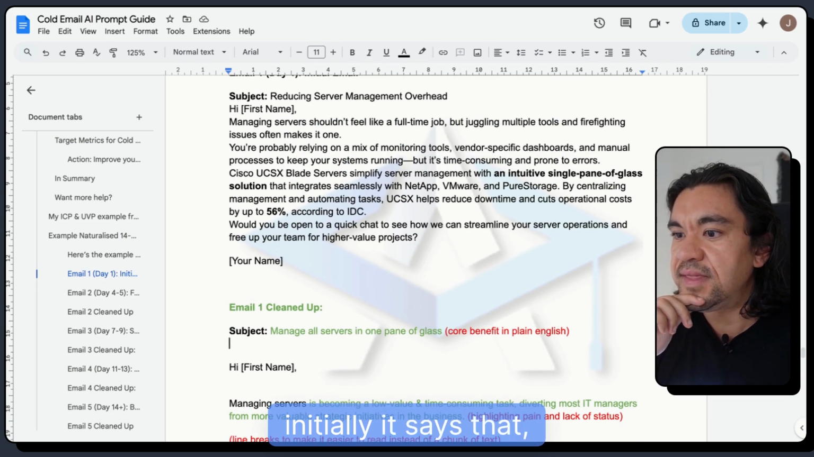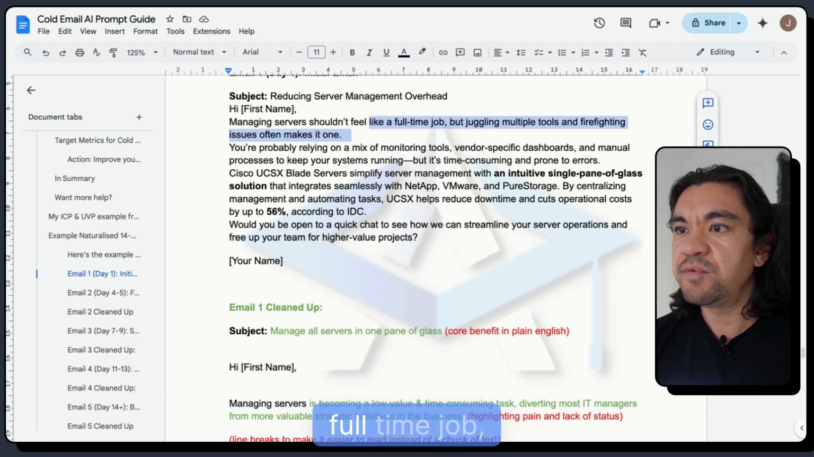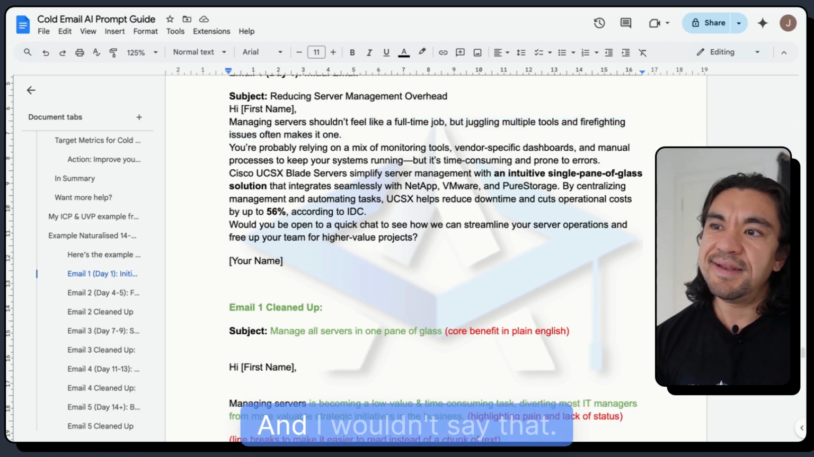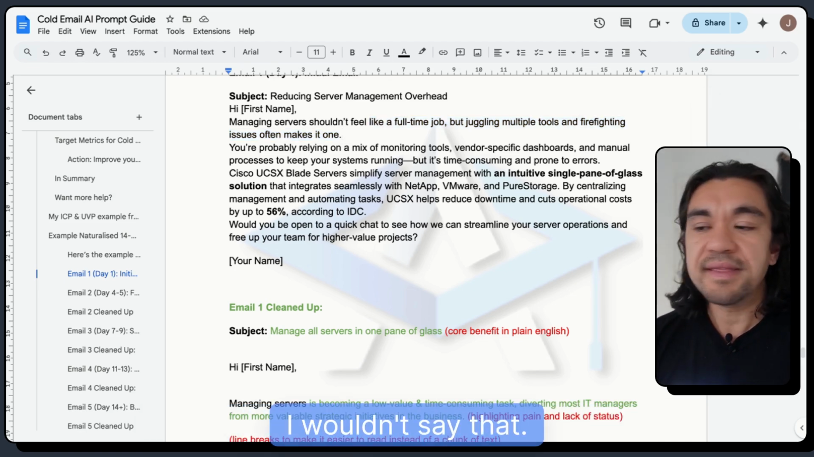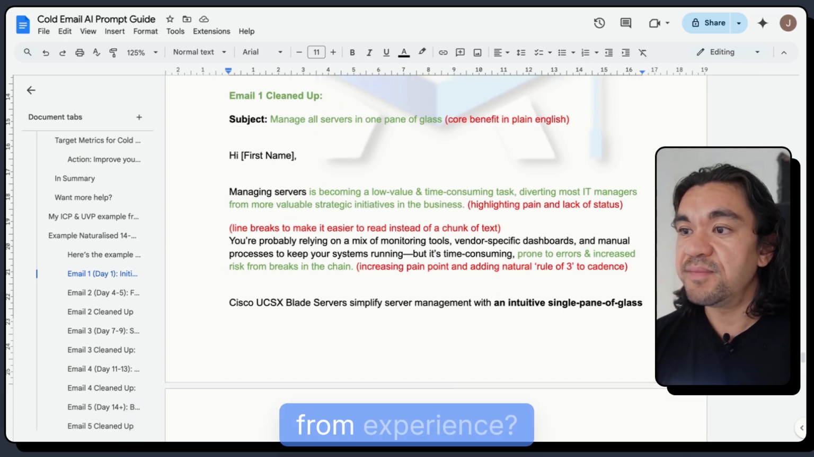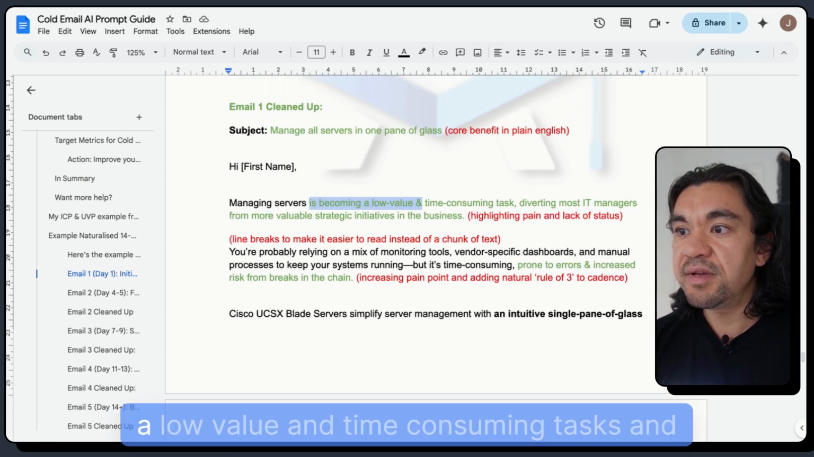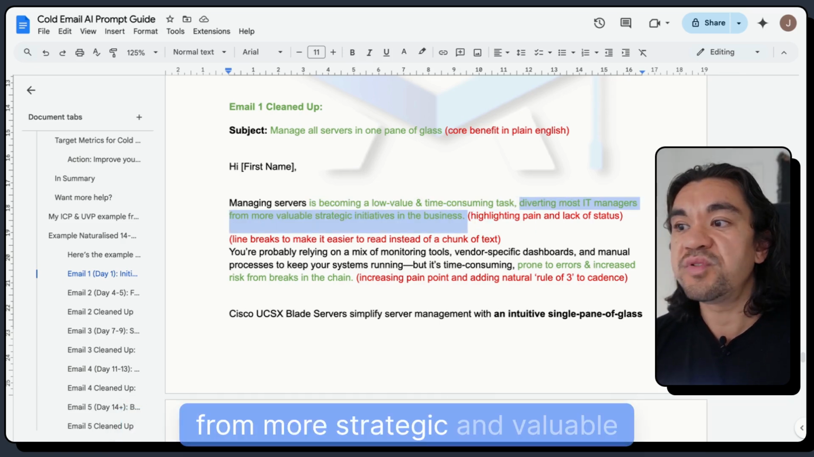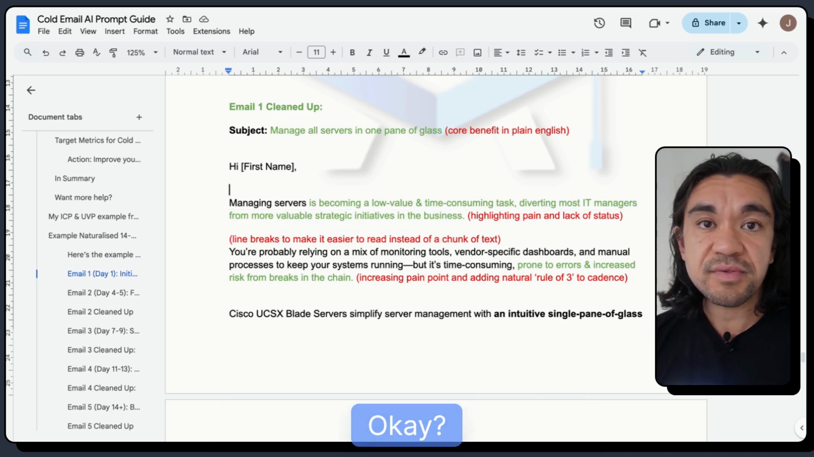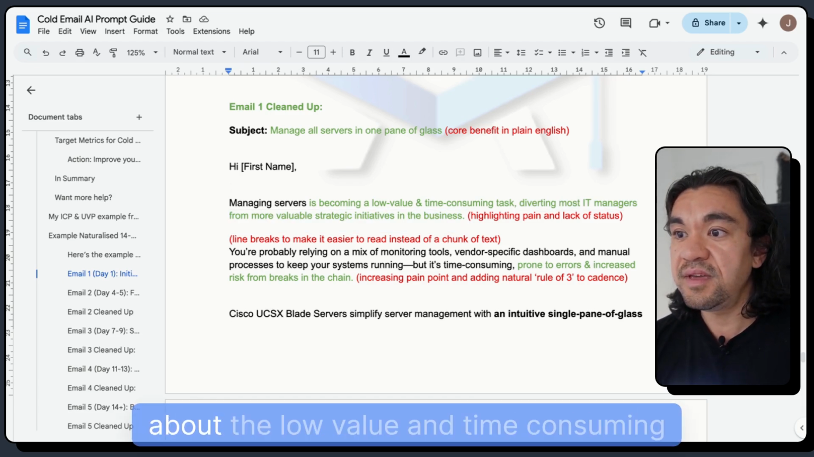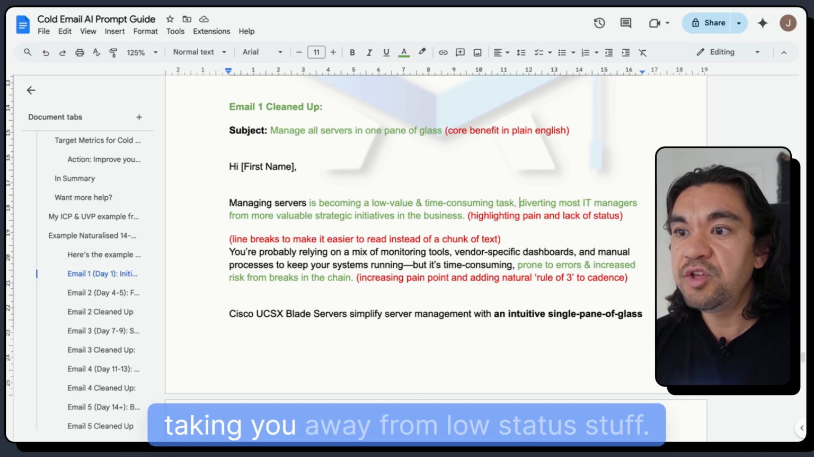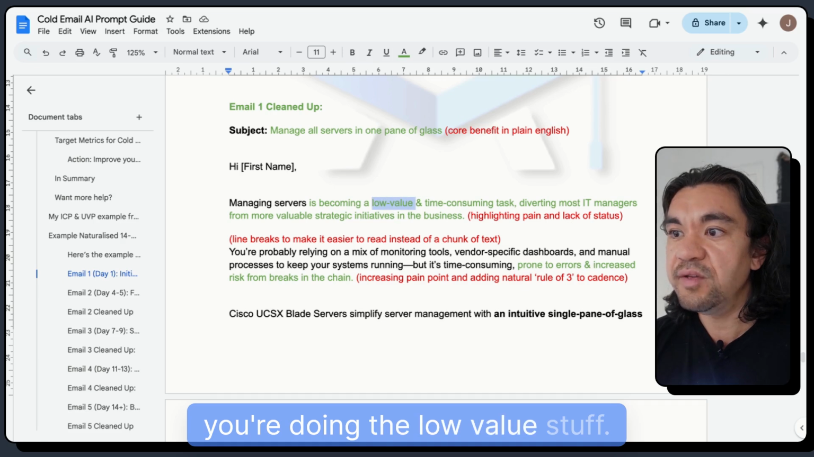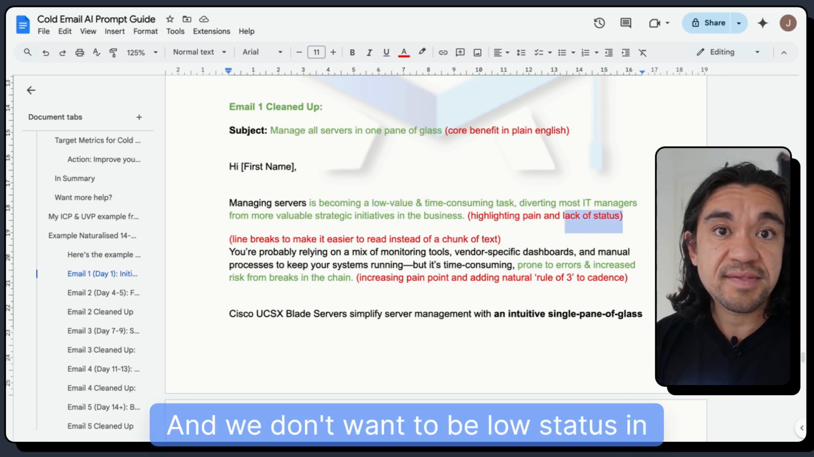Initially, it says that managing servers shouldn't feel like a full-time job, but juggling multiple tools and firefighting issues often makes it one. Okay? And I wouldn't say that. But what do I know about my customers from experience? I know that managing servers is becoming a low value and time consuming task, and it is diverting most IT managers away from more strategic and valuable initiatives in the business, okay? And that psychologically is talking about the low value and time consuming, taking you away from low status stuff. You're not being involved in the strategic initiatives, you're doing the low value stuff. And we don't want to be low status in our business.